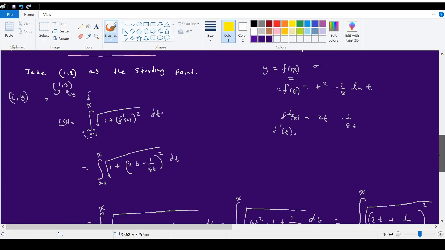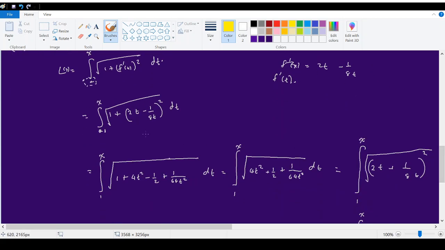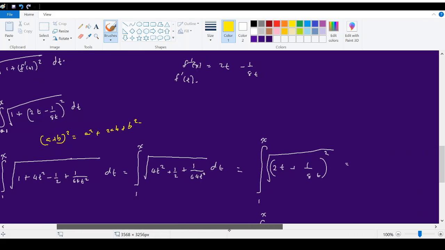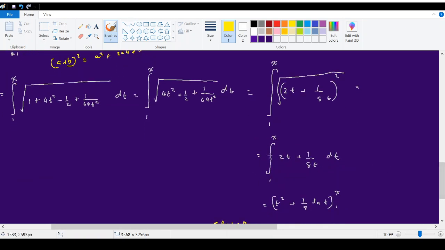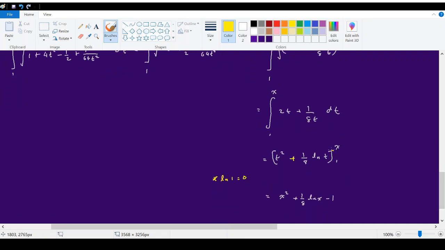So you can simplify what is inside the square root like this. For this one we use the (a plus b) squared identity, which is equal to a squared plus 2ab plus b squared. By simplifying it further, you can see that everything is reduced down to 2t plus 1 over 8t, because here you will get a square, so with the square root everything cancels out. So the answer will be t squared plus 1 over 8 ln t, and then we have to substitute the upper and the lower limit, and remember ln 1 is equal to 0.